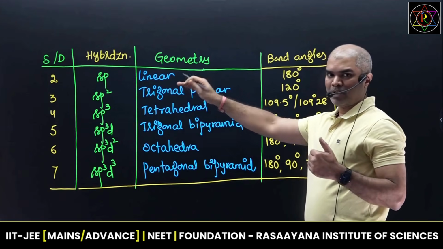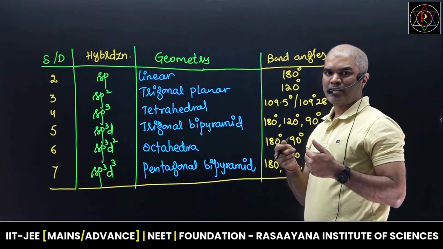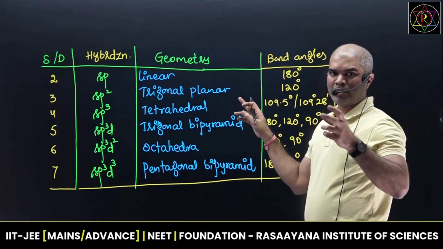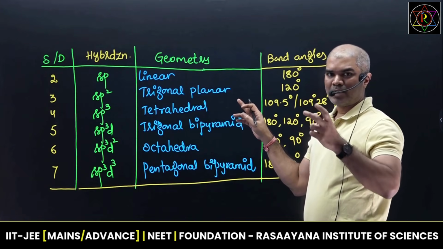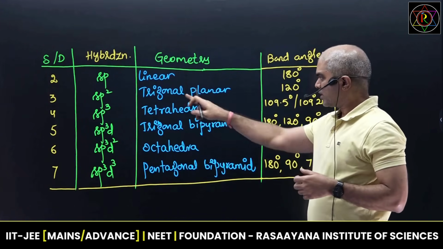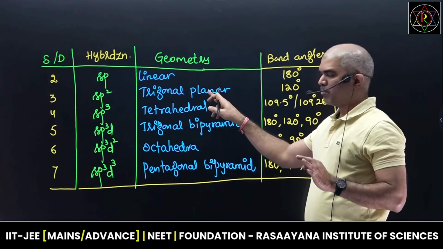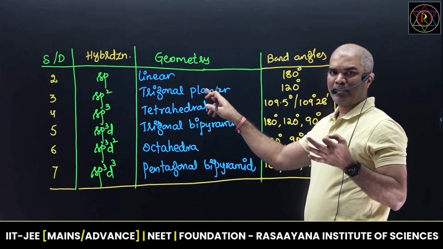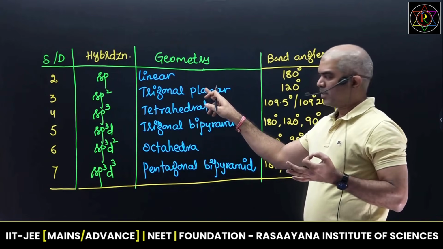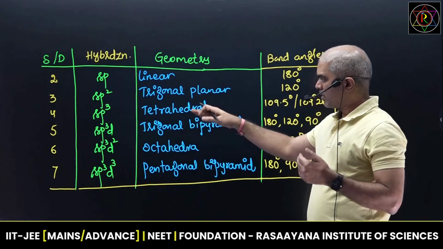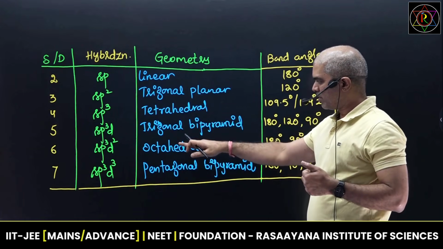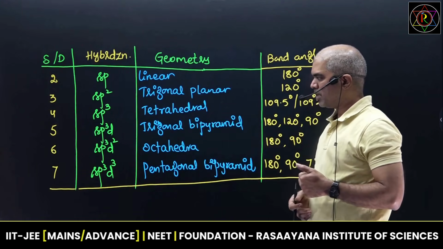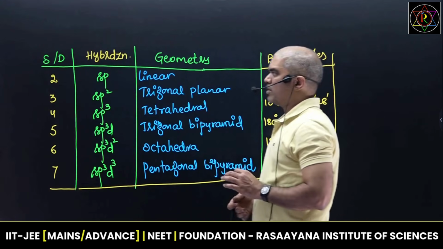From these parent geometries, there could be some derived geometries when I consider the pairs of electrons which are bonded as well as non-bonded. For example, trigonal planar as a parent geometry with one lone pair becomes a bent or angular geometry. Tetrahedral, trigonal bipyramidal, octahedral and pentagonal bipyramidal have corresponding derived geometries. So all these geometries now we have to go through.